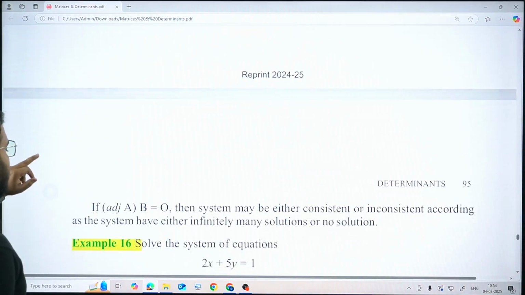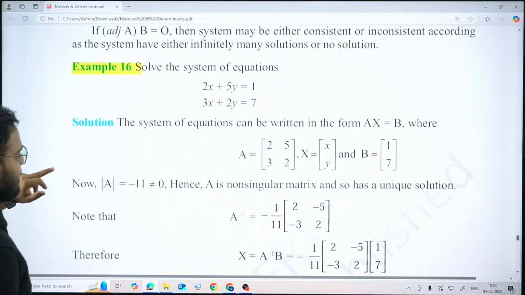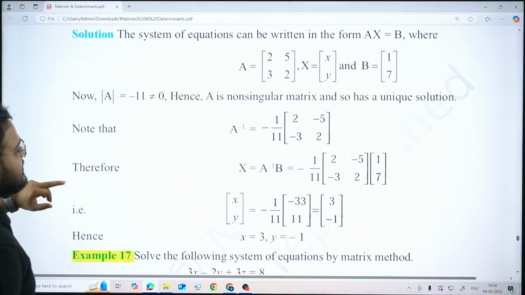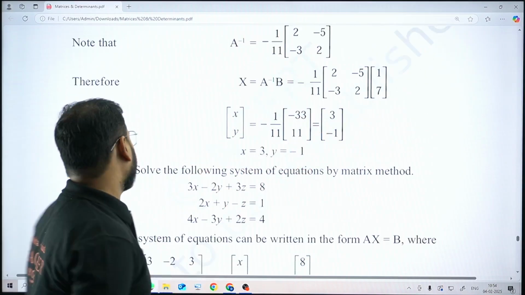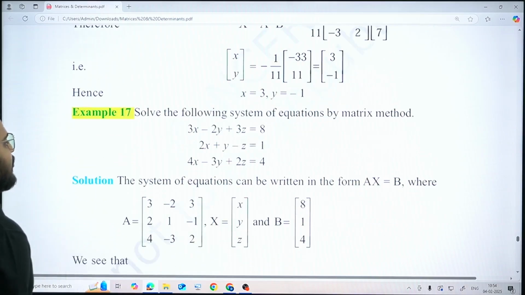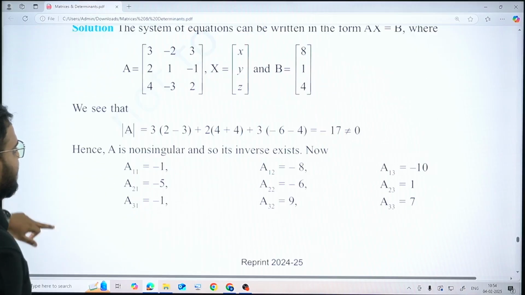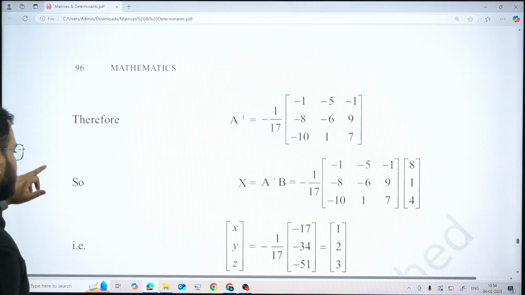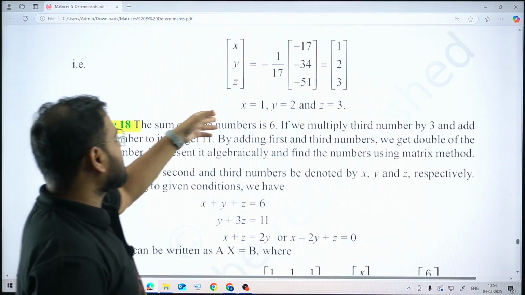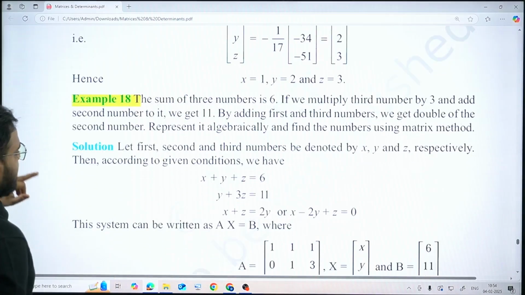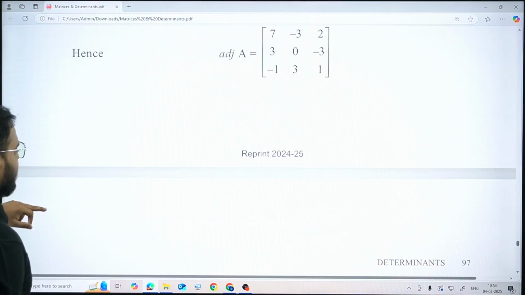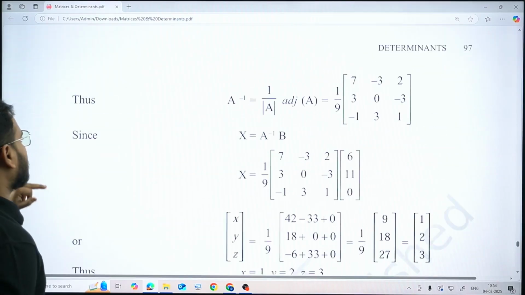Next, what's the example 16 over here? Please check. Finding A inverse, here x is coming as 3 and y is coming as -1. Example 17, a 3 cross 3 matrix. You'll have 3 values over here for the matrix X. Please solve this question as well. x, y, z is coming as 1, 2, 3. Example number 18, solve this as well. Very important. This question is very relevant. This can come in the examination.